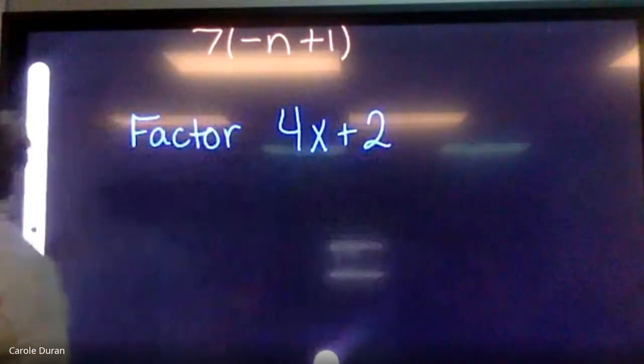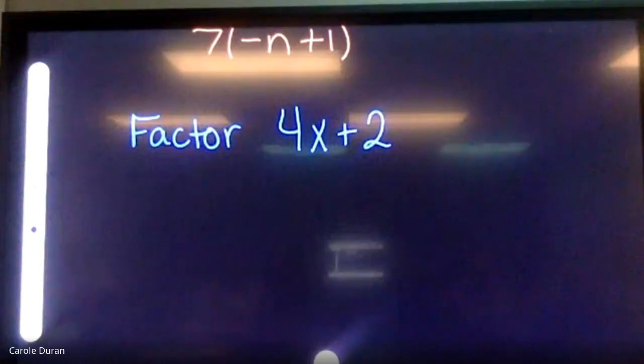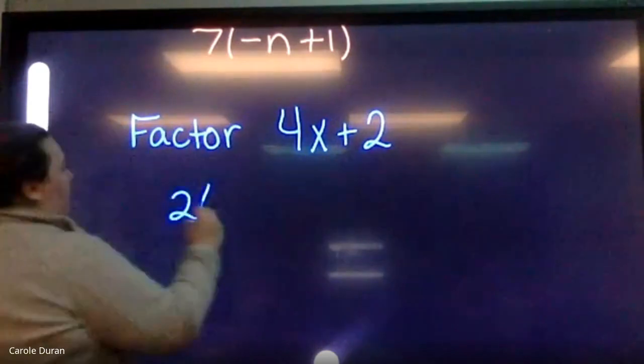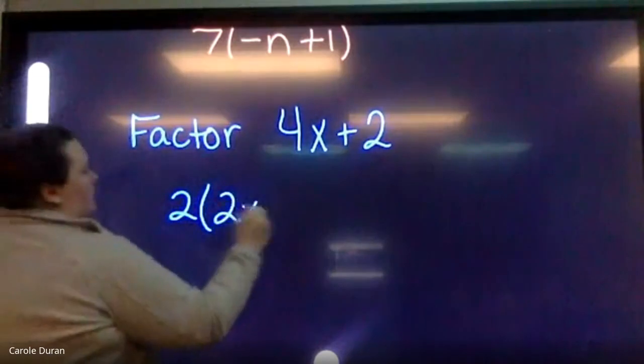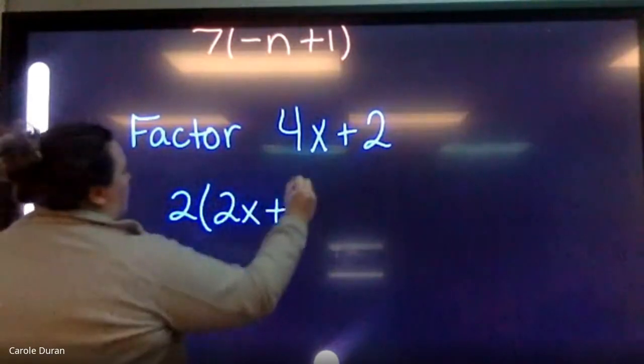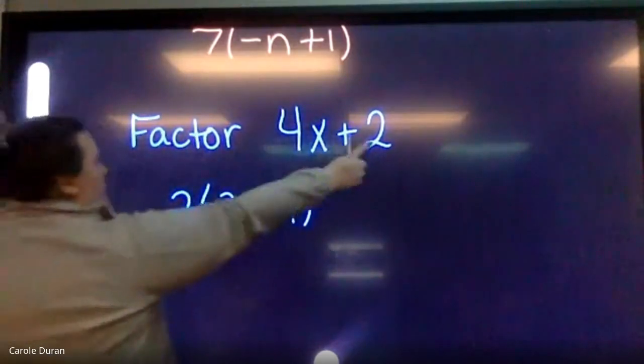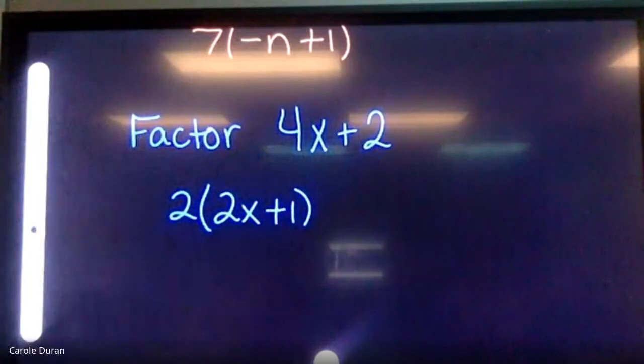Okay, next one. 4x plus 2. We're going to factor out the 2. So when I take a 2 out, what does it become? 4 divided by 2 is 2. 2 divided by 2 is 1. So we are undistributing the common factor by putting it out in front of the parentheses.